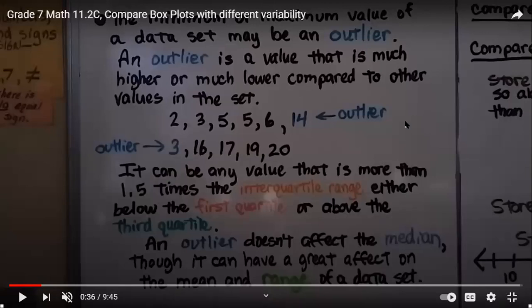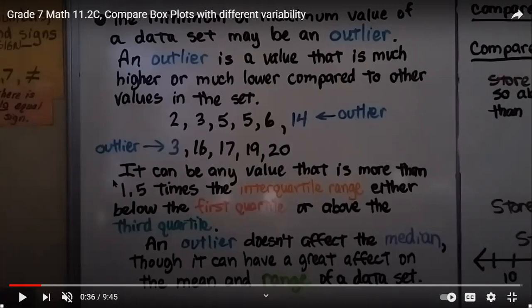The outlier is any value in the set of data that is too far away from the collected data. Yes, thank you. It is a value which is much higher or much lower. So it could be at the beginning or at the end, but it will be much higher or much lower compared to the other values in the set of data. For example, if I have 2, 3, 5, 5, 6, and 14, where can we find the outlier here? 14 represents the outlier.